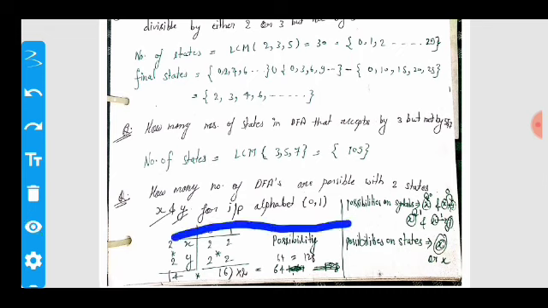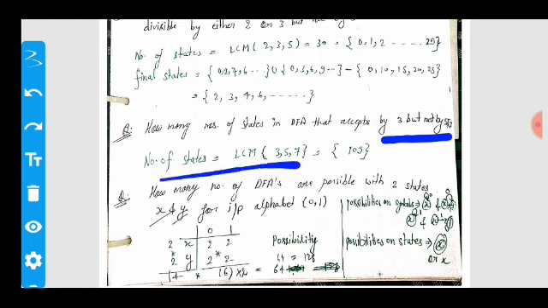How many DFAs accept numbers divisible by 3 but not by 5 and 7? So we get the number of states only, taking the LCM of 3, 5, 7, and we get 105. Now move on to the next question. It is a really important question because this type of question is mostly asked in the GATE exam.